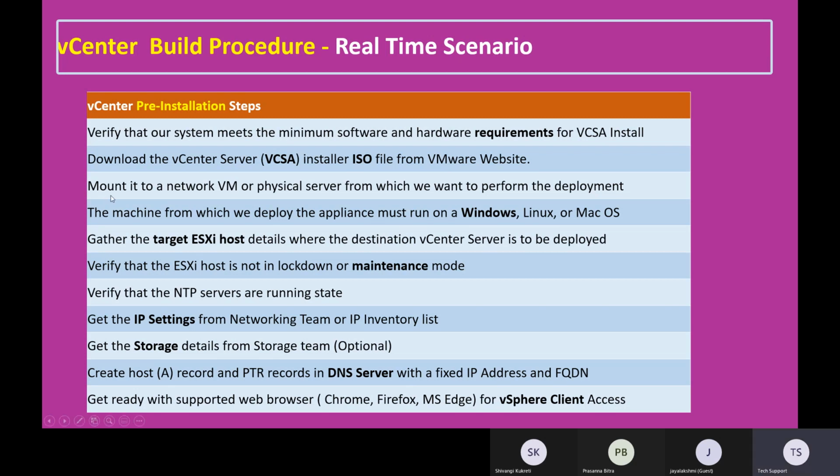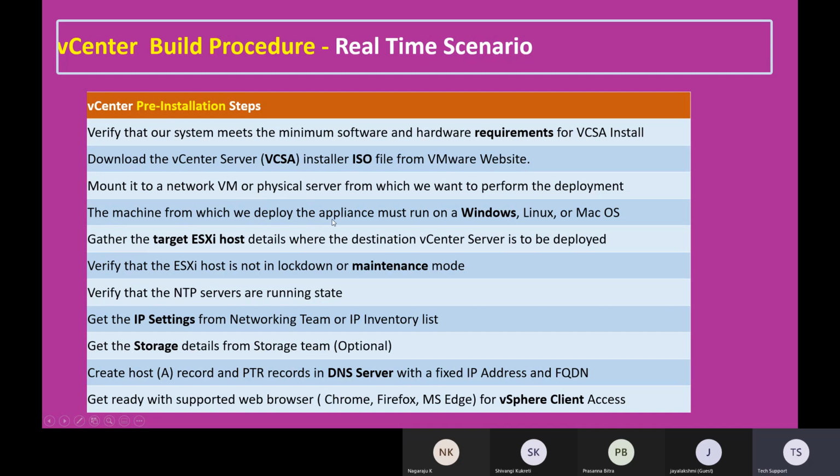And the third point, mount it to a network VM. Whenever we download this ISO file, be ready to choose one network VM to mount this ISO file. You can mount it on either a virtual machine or any physical server, so anything is fine, from which we want to perform the deployment. So from whichever system you want to deploy, you can choose either one VM or one physical server. In our lab system, I chose the lab workstation machine to start the installation process.